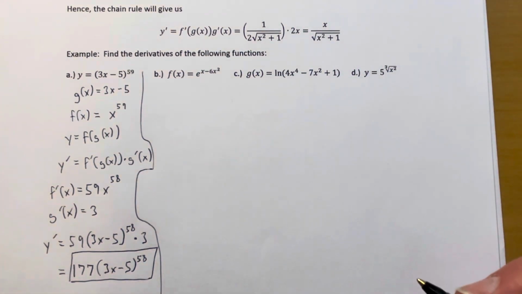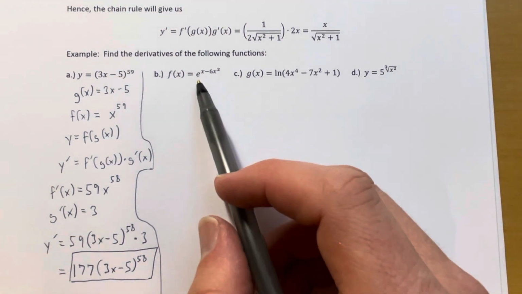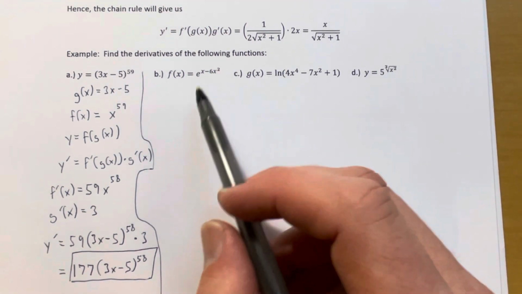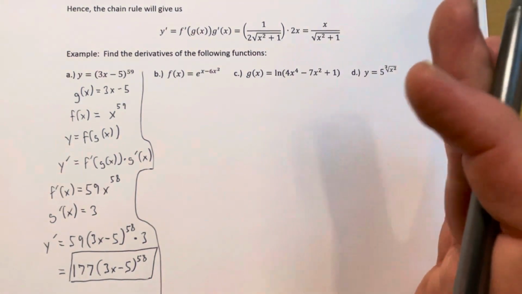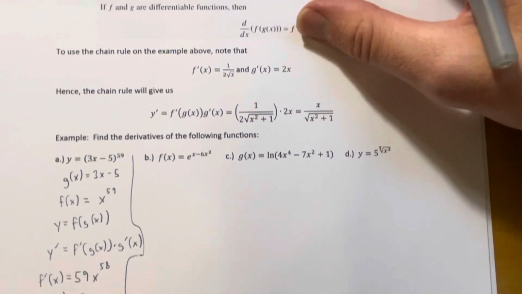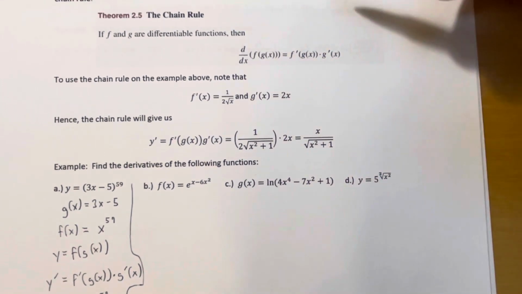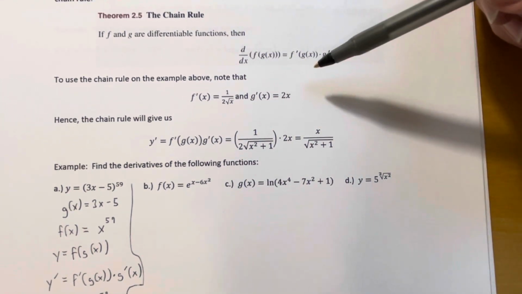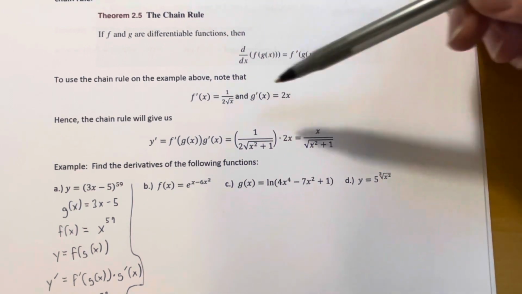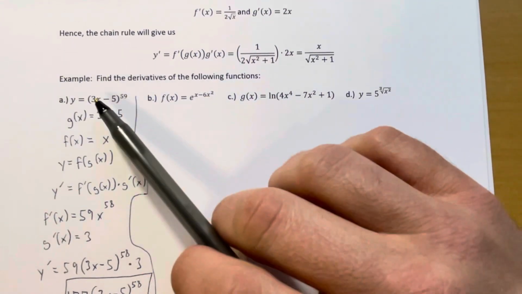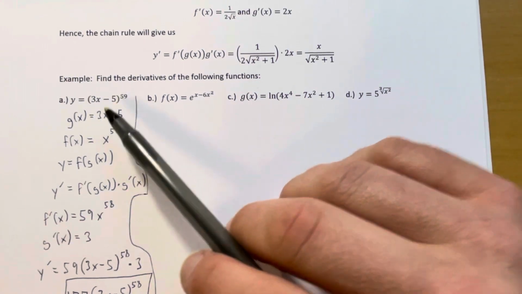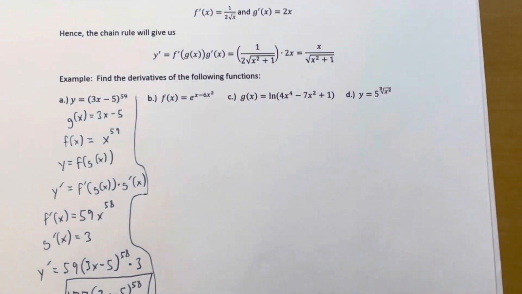Let's try another one. f of x equals e to the power of x minus 6x squared. Oftentimes when you're trying to recognize a function as a composite of two functions, f of g of x, it's not uncommon for the g of x to be inside of a set of parentheses. That's what we saw here: 3x minus 5 was inside of a set of parentheses. But that's not a universal rule that always works. We can't always determine what our inside function is just by looking for parentheses, because in this case, we don't have any parentheses at all.